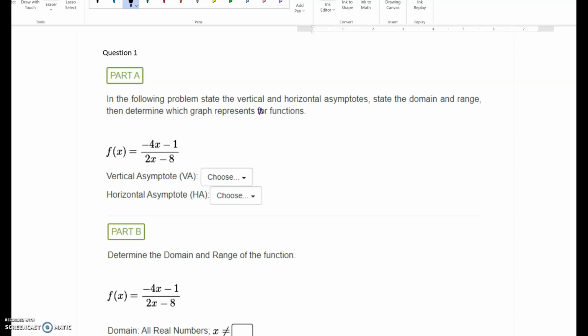I don't like the wording here. Oh my goodness. I'll fix that wording on the test. It should say basically, which graph represents this function.